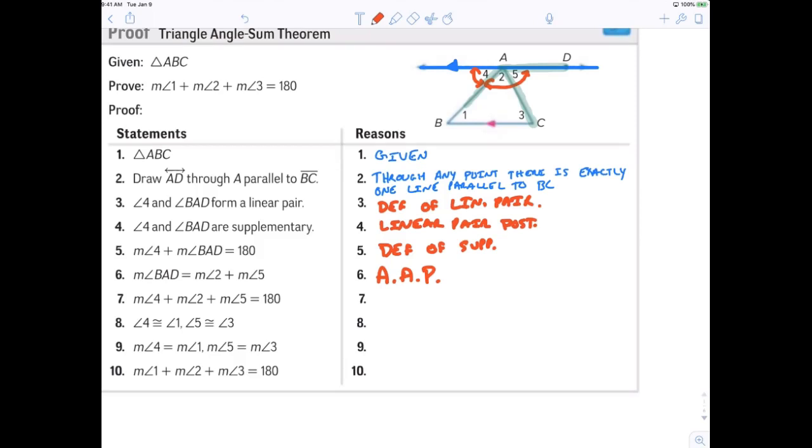Now how did I get to the next step, somebody? Why is angle 4 plus angle 2 plus 5 equal to 180? Good, tell me. Substitution. Yeah, substitution. What did we substitute? We looked up here at BAD, and BAD here. BAD is equal to what? 2 plus 5, so I just replaced it. Does everybody see that? So that's a substitution.